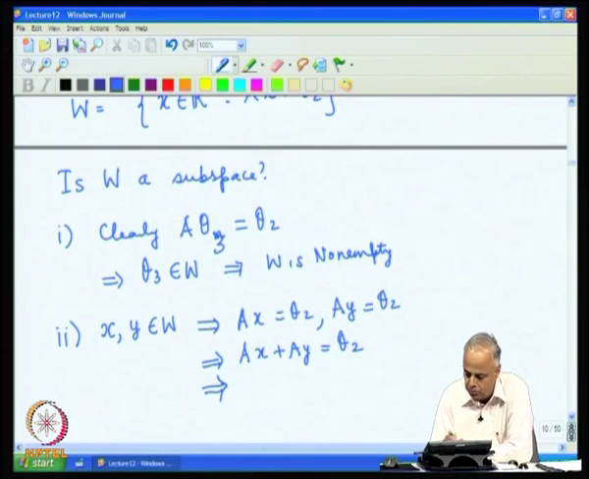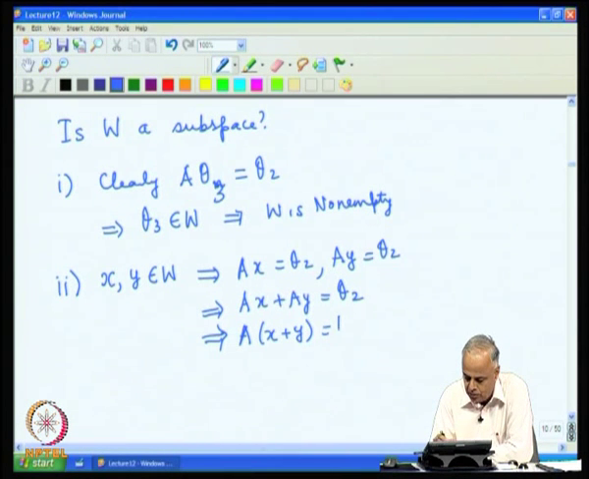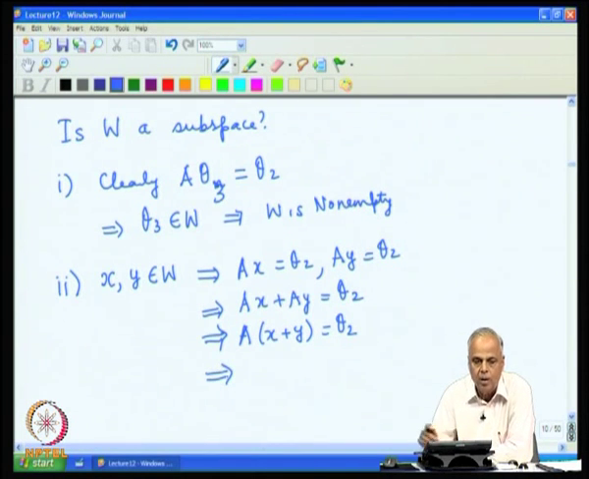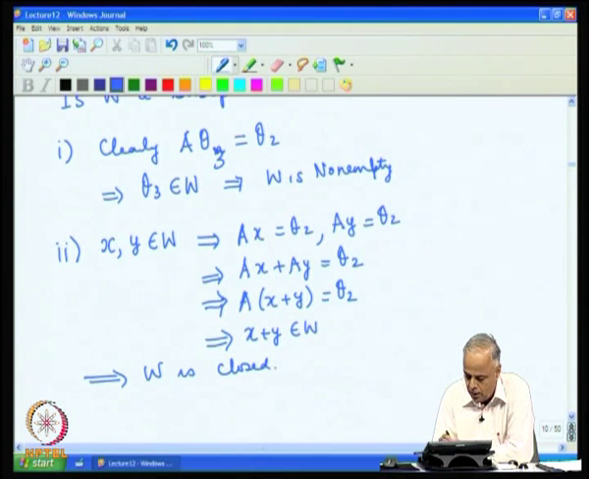But matrix multiplication is distributive. So, this can be written as A times (x plus y) is theta 2, which says that x plus y also gets annulled by A. So, it qualifies to be in W. So, we have W is closed under addition.